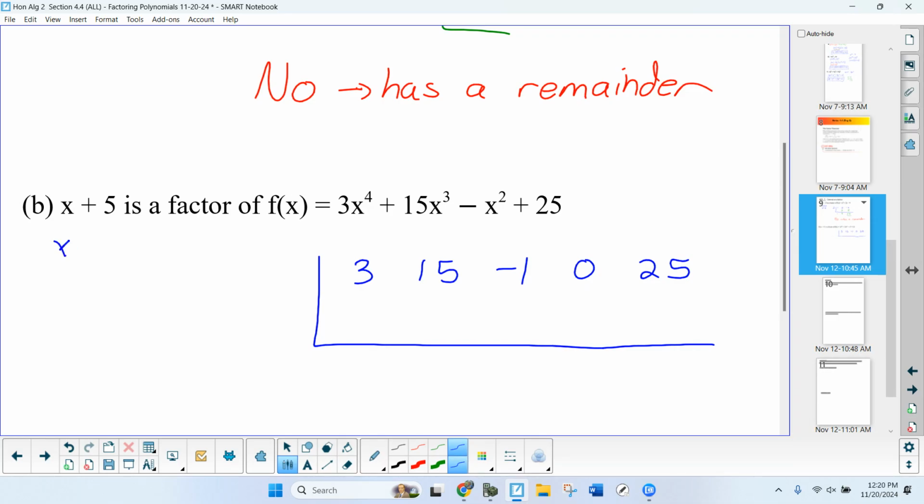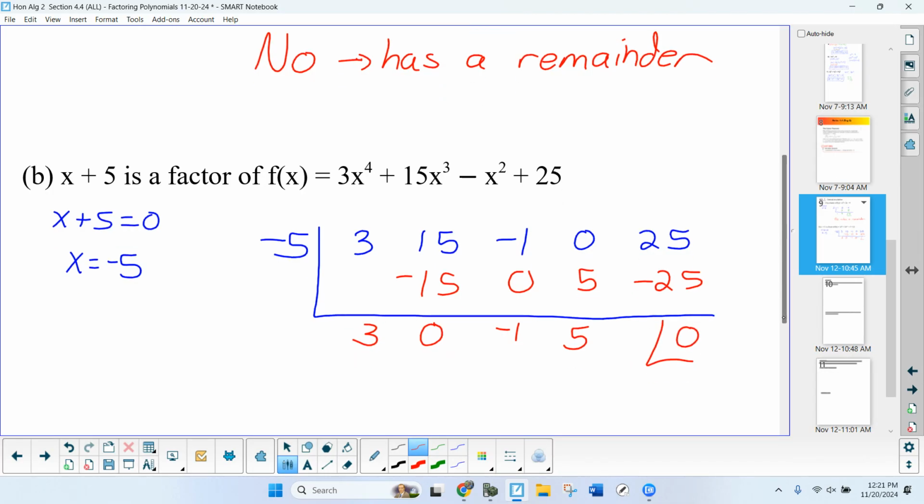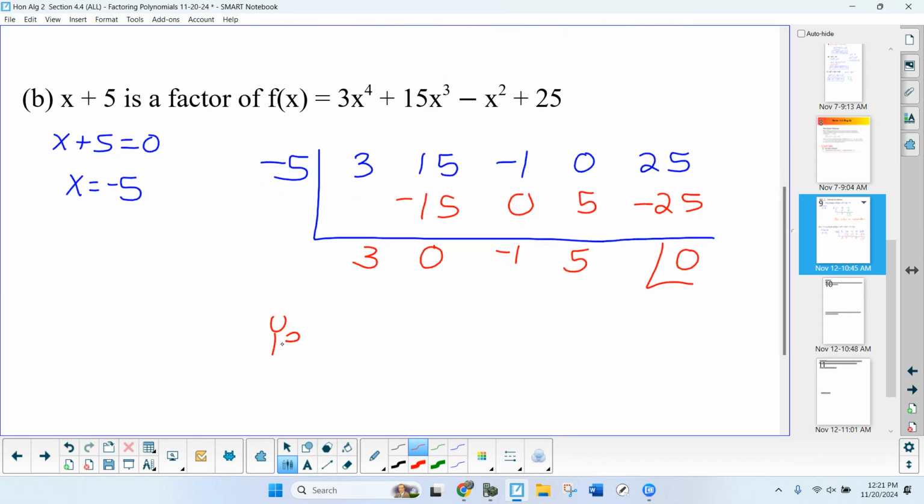Now, when I set x plus 5 equal to 0, what's x? So what goes on the outside? What's a 1? Okay, bring down the 3. Everybody, multiply. Add. Multiply. Add. Multiply. Add. Is it a factor? Why? Remainder is 0.